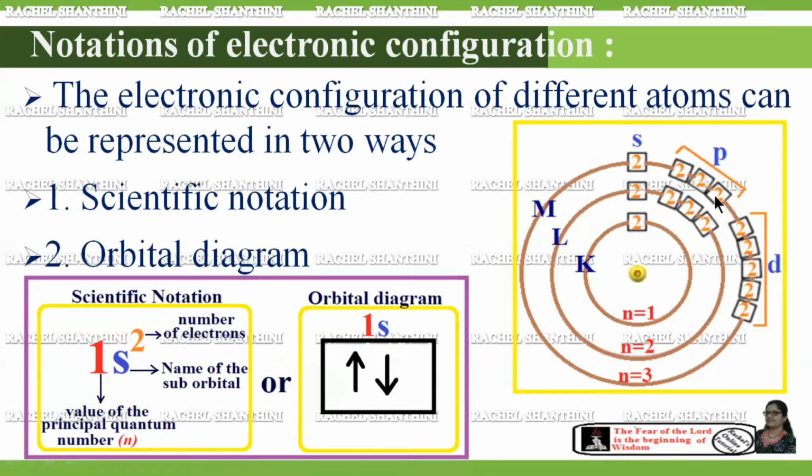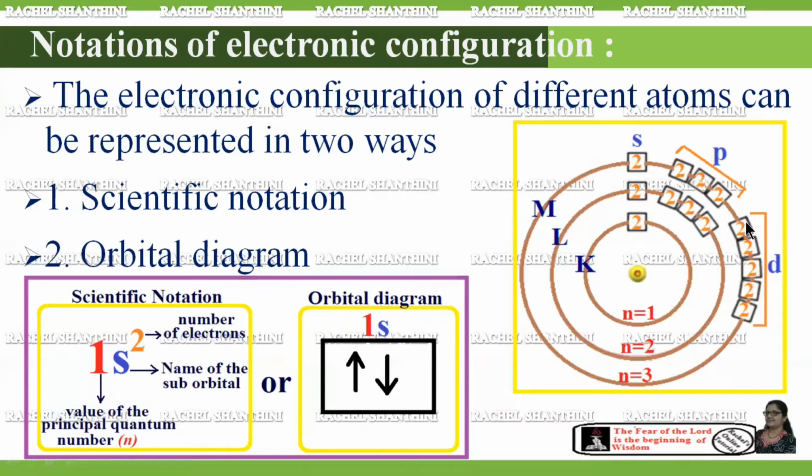The number of electrons present in the subshell is depicted as the superscript. For example, how many electrons are there in s orbital? 2. On the whole, how many electrons will be there in the p orbital? 6, right? Because it has 3 suborbitals. p in the x direction, p in the y direction, and p in the z direction, right? So on the whole, how many electrons will be there? 6. So p orbital has 6 electrons.